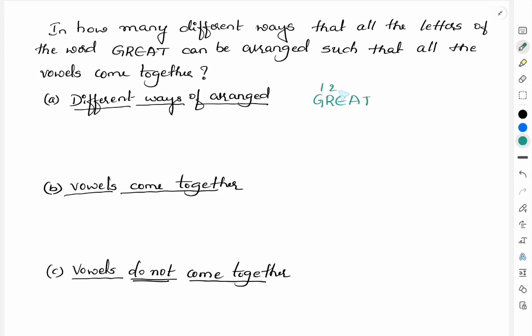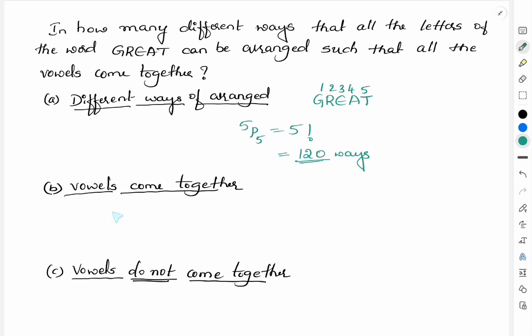So the different ways in which we can arrange the letters of the word GREAT: we have 5 different letters in the given word. So we have 5 factorial ways of arranging it, which is nothing but 120 different ways of arranging the letters such that they are not repeated. Now, answering the second question, the different ways in which vowels come together.